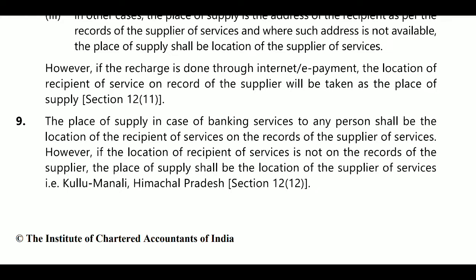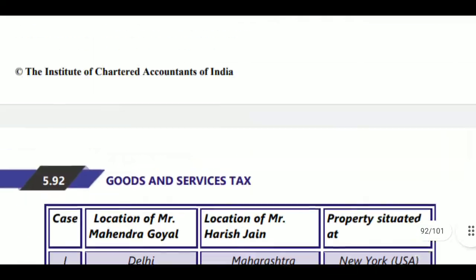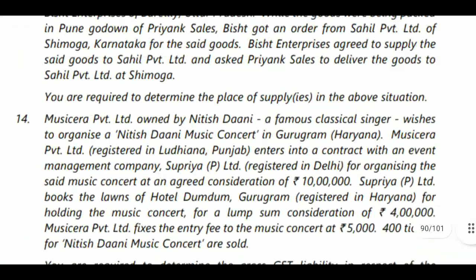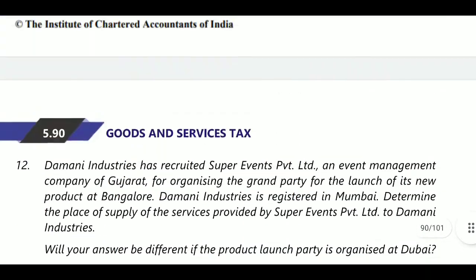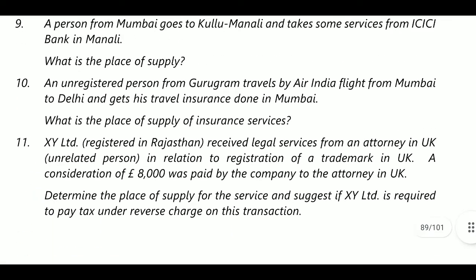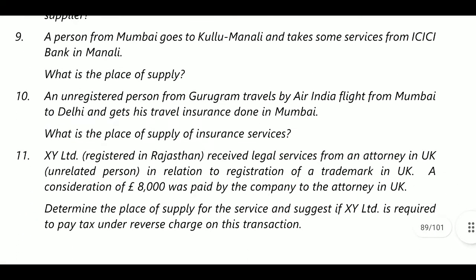In our case, the location of the supplier will be Kulu Manali, that is Himachal Pradesh, where we went. They are providing banking services and we are the recipient. In that case also the location of the supplier will be taken. So for banking services, if you are an account holder, the location is as per the records of their books. And if they maintain no records, or if you are a new person, then the location of the supplier will be taken for place of supply.